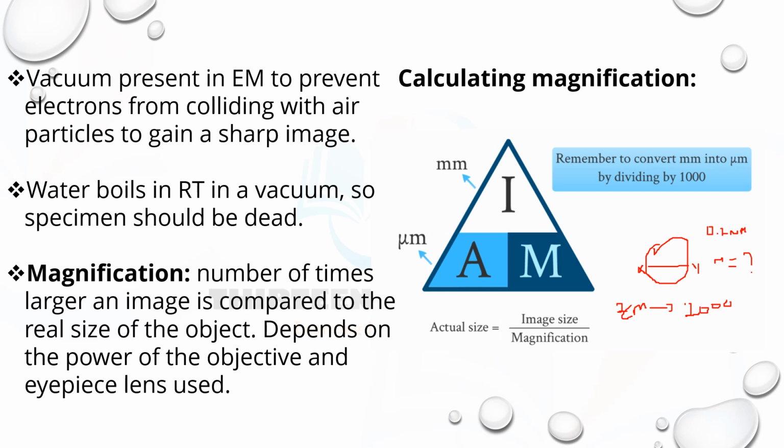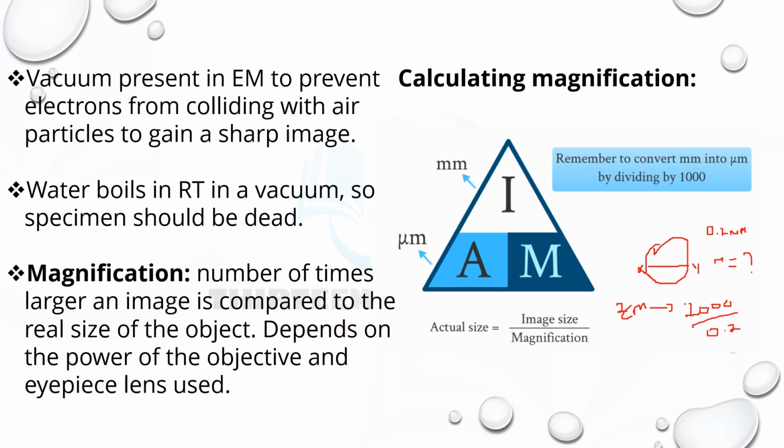So 2000 micrometers divided by, that's image size, by the actual. The actual is 0.2. All right, remember you must convert to micrometers. Okay, divide by 0.2, and then you will have what? So if you say 2000 divided by 0.2, get your calculator. 2000 divided by 0.2 gives you what?